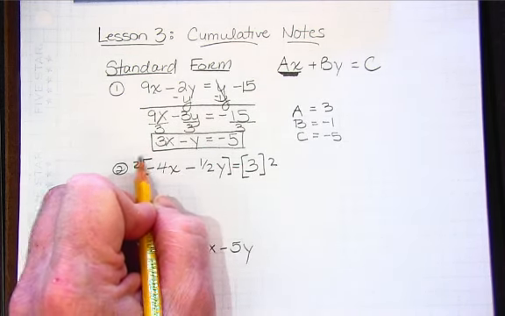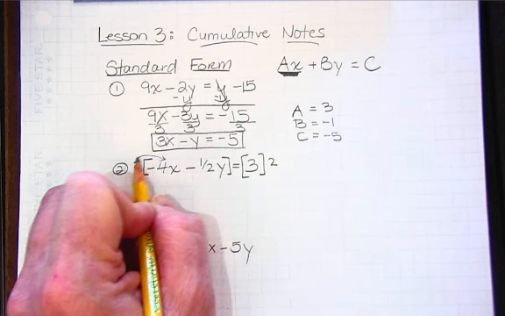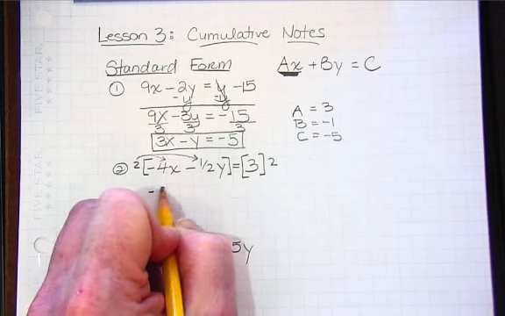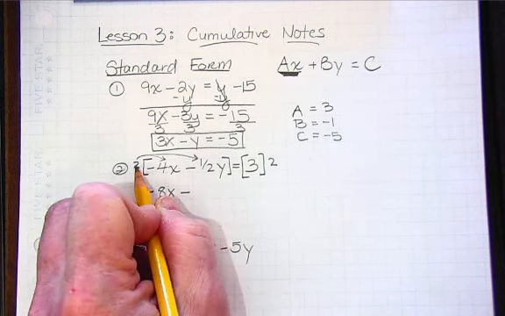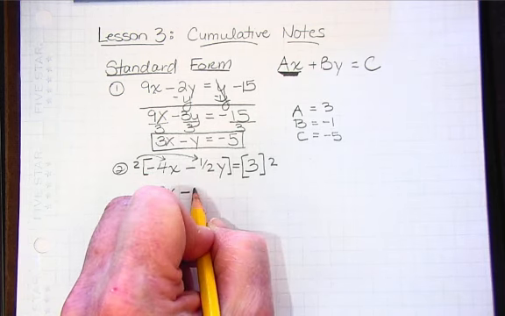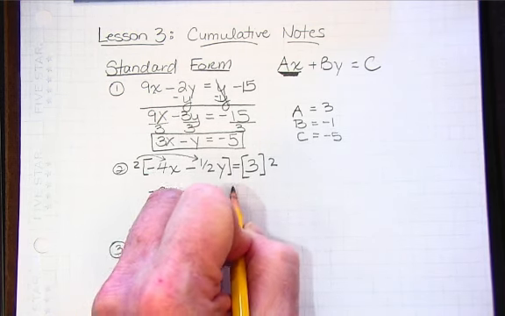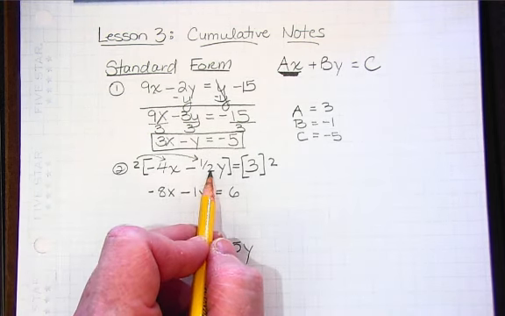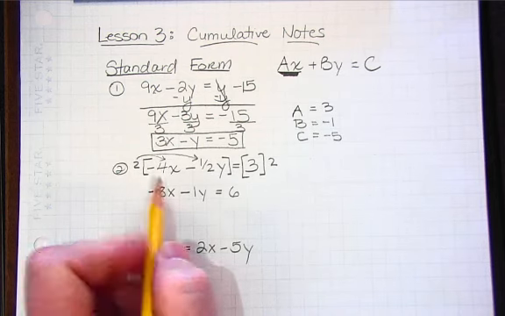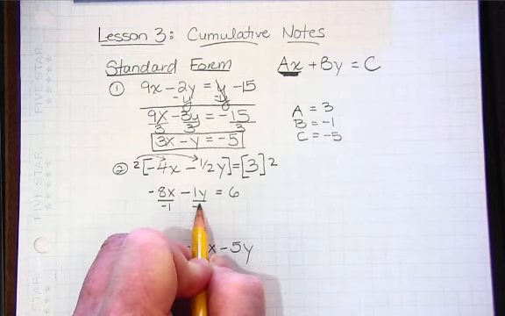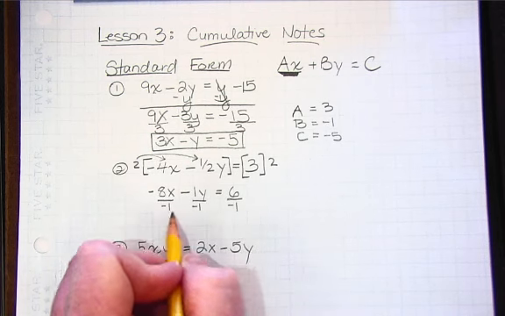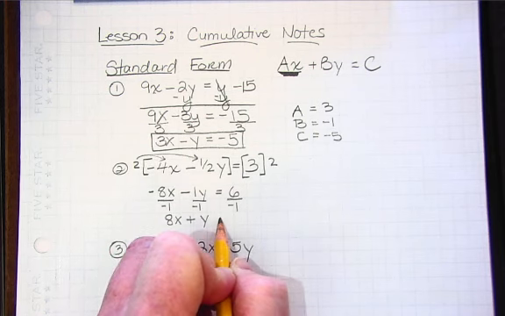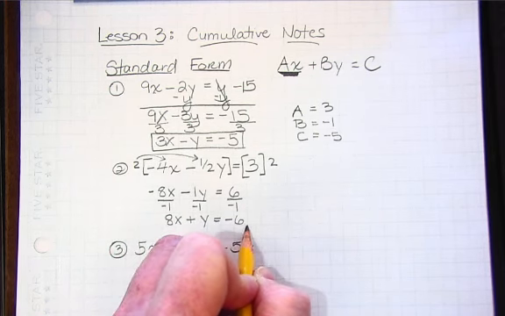When I multiply this whole side by 2, I distribute it into each one. This is where that tool comes in handy again. So I'm going to go ahead and get negative 8x minus 2 times 1/2 gives me negative 1y equals 6. Now the fraction is gone. That's the first step. The second step is I have to get rid of the negative a. So I'm going to divide every term by negative 1. So this is going to give me 8x plus y equals negative 6.